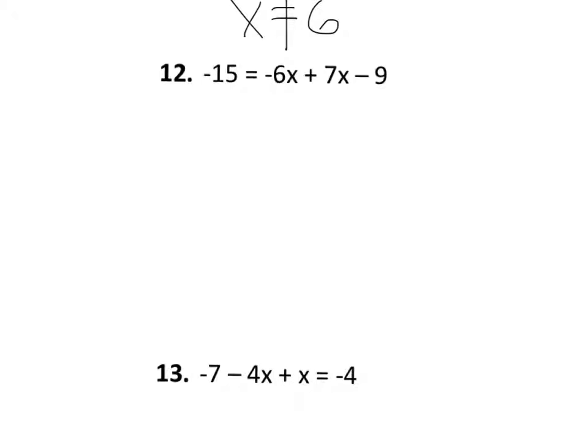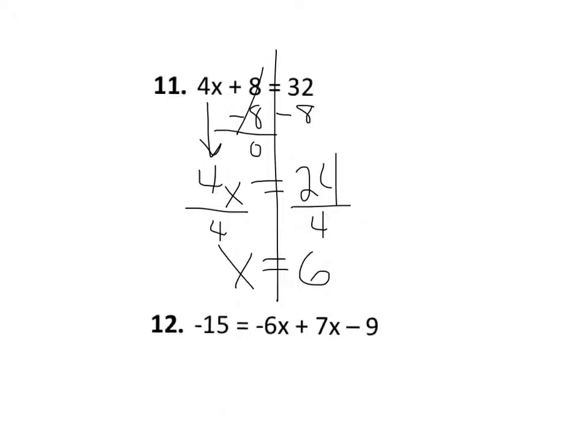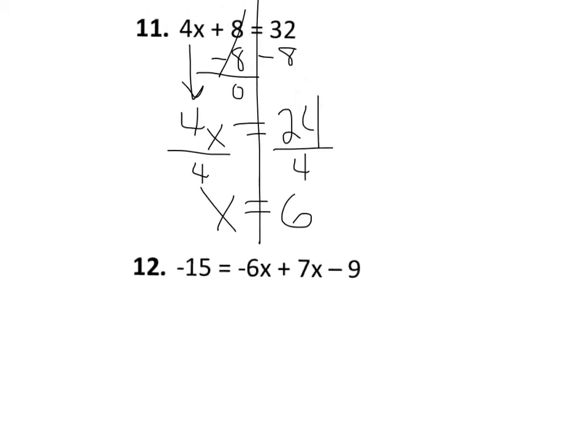And as I can see here, we have a negative 6x and a positive 7x. So if we have 6 negatives, 2, 3, 4, 5, 6, and we have 7 positives, 1, 2, 3, oops, let me undo that. Oh dear, what's going on?